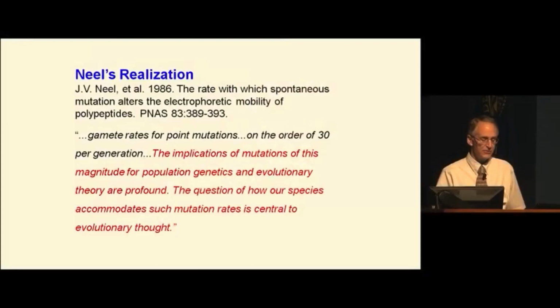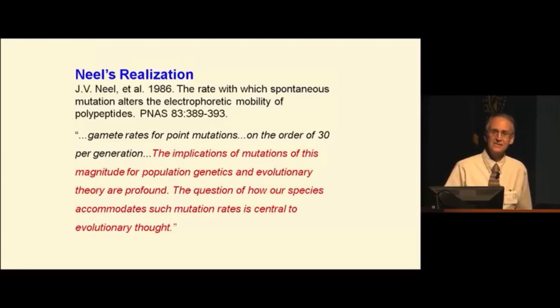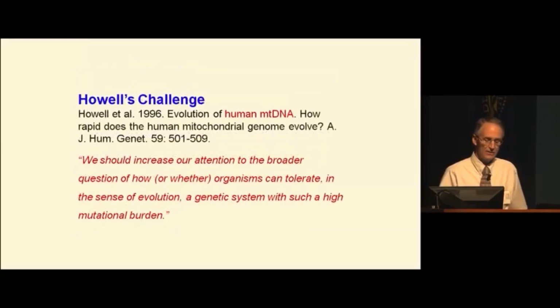It's widely recognized that there's more than 3 mutations per person per generation that are deleterious. So here's another author. The implications of mutations of this magnitude for population genetics and evolutionary theory are profound. The question of how our species accommodates such mutation rates is central to evolutionary thought. So they're saying this is a big deal. This isn't some side issue. Just looking at the mitochondrial DNA, just looking at an infinitesimally tiny part of the genome, they say we should increase our attention to the broader question of how or whether organisms can tolerate, in the sense of evolution, a genetic system with such a high mutation burden. He's just talking about mitochondrial mutations.